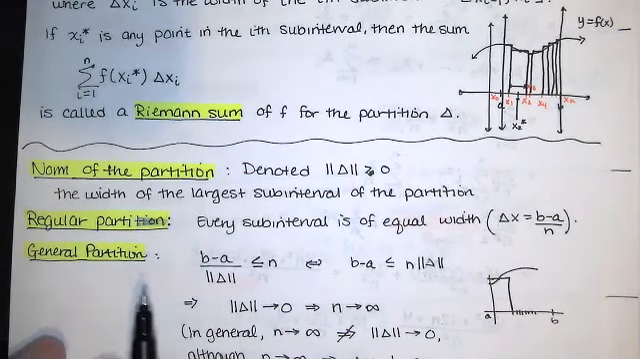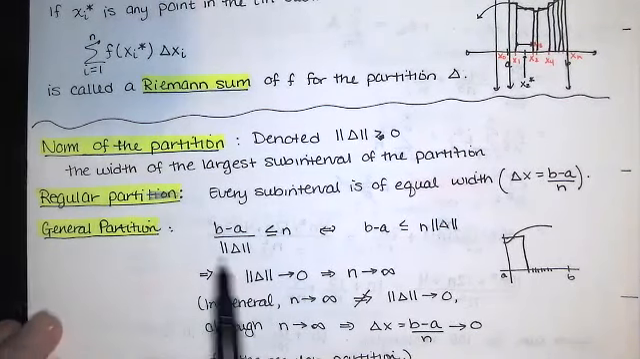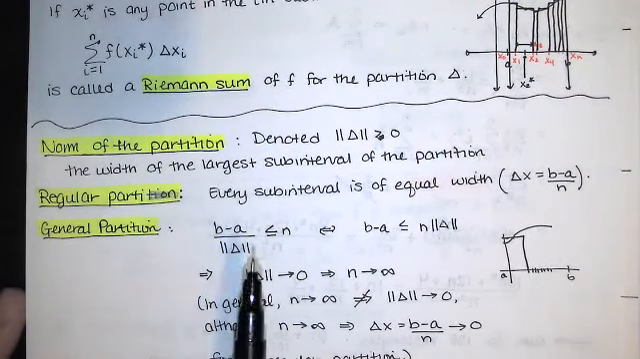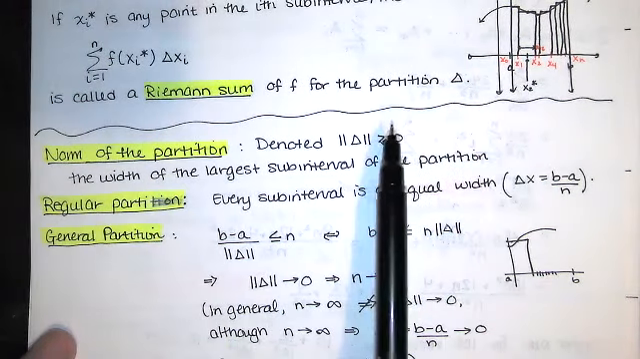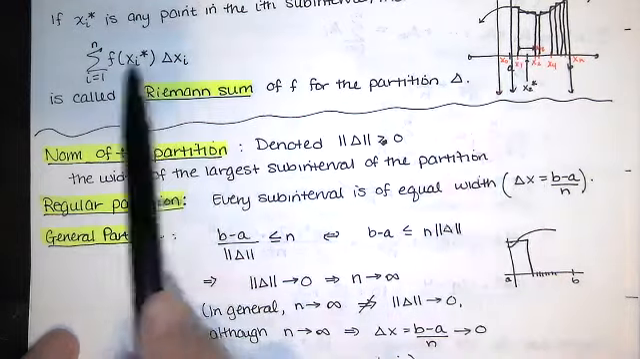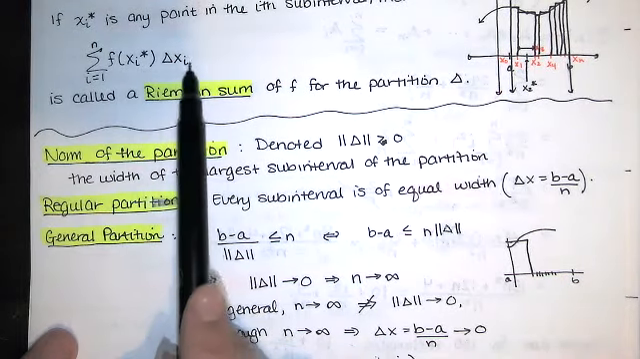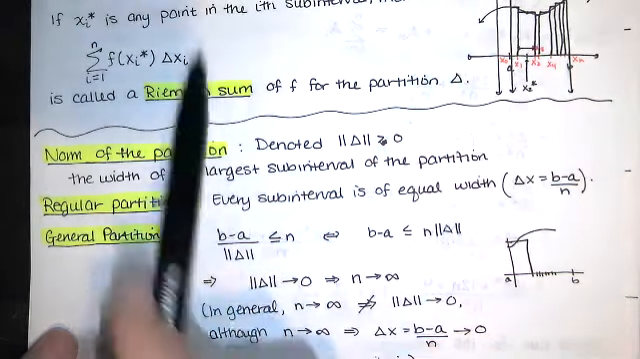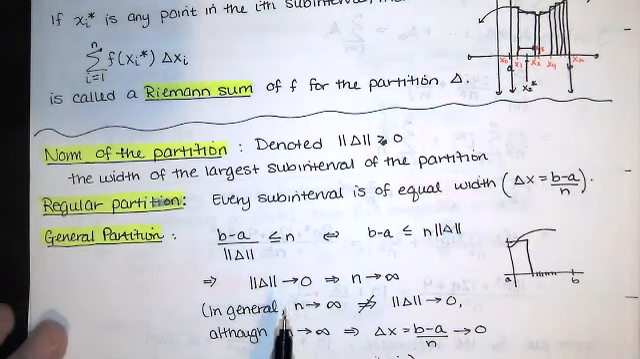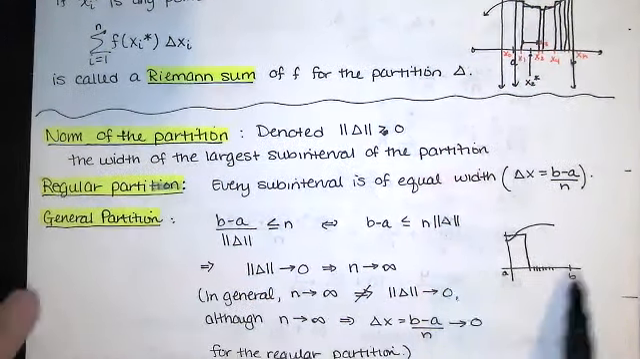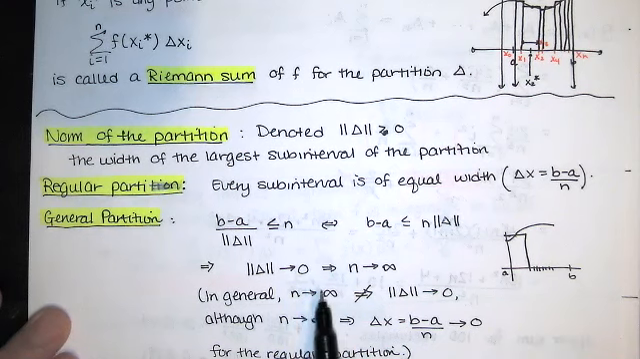So anyway, for a general partition, this is true. That means that as the norm of the partition approaches 0, so that's as that width, that delta x sub i, for all of the i's, goes to 0, every single one of them has to approach 0, well then the number of rectangles goes to infinity. And as I was trying to explain, it doesn't work the other way. Letting n go to infinity does not guarantee that the norm of the partition goes to 0.